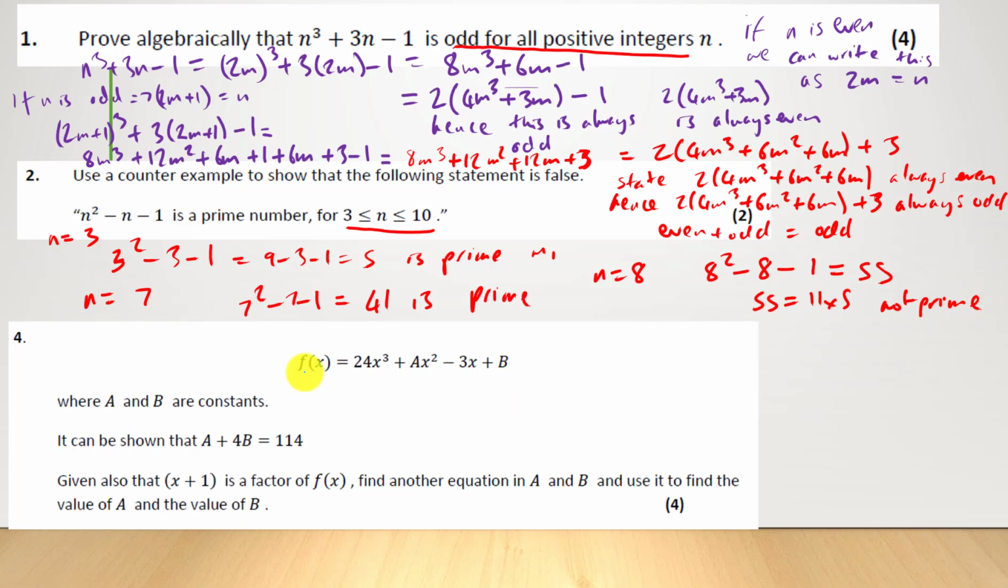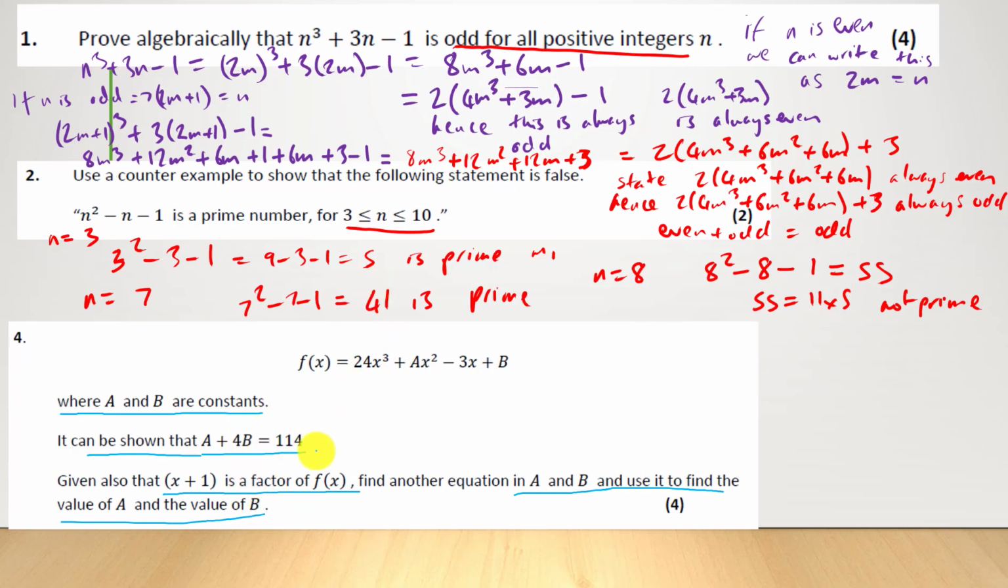Now this question might look a little unfamiliar to you. It says a and b are constants and a plus 4b equals 114. This is given to us, so we've got to use this at one point. It says given also that x plus 1 is a factor of f(x), find another equation in a and b and use it to find the values of a and b. So just use the skills we've learnt and see where we get.